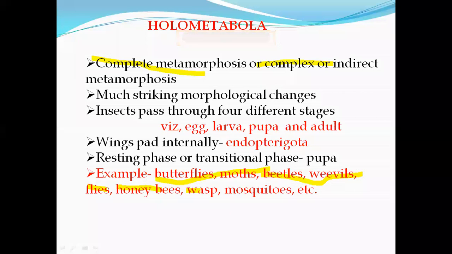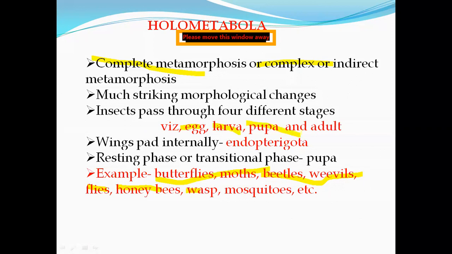Okay, actually, whenever this insect completes its life cycle, it passes through four stages. Which are these four? That's the egg stage, larval stage, pupal stage, and finally the adult stage. So whenever this insect completes its life cycle, it requires four stages: the larval stage, pupal stage, egg stage and adult stage.